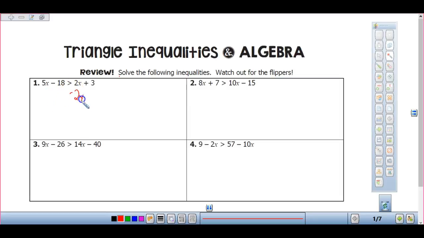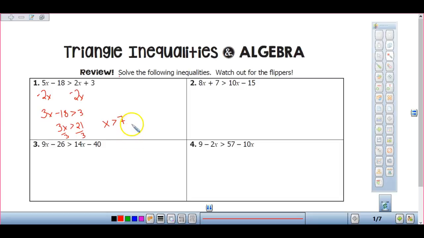So, we're subtracting our 2x, we have 3x minus 18 is greater than 3. We add our 18 over there. We have 3x is greater than 21. We divide by our 3, and we've got x is greater than 7.